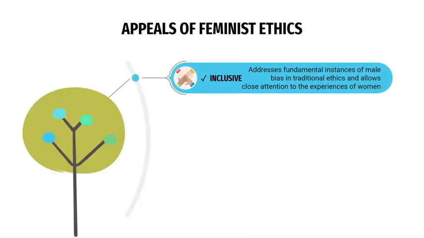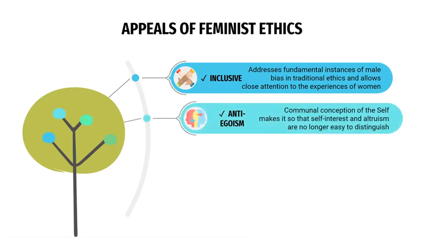So what are some appeals of feminist ethics? Well, for one thing, it's much more inclusive than views that have been formulated in the past. It addresses fundamental instances of male bias in traditional ethics and allows close attention and inclusion of the experiences of women and traditionally marginalized groups. It's anti-egotistical, so it's not like other theories which might be consistent with some notion of egoism, like utilitarianism. It's explicitly anti-egotistical. It's instead a communal conception of the self, which makes it so that self-interest and altruism are no longer easy to distinguish.